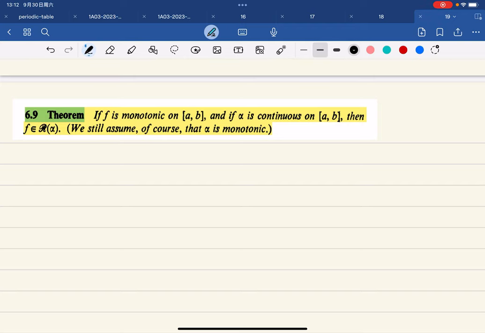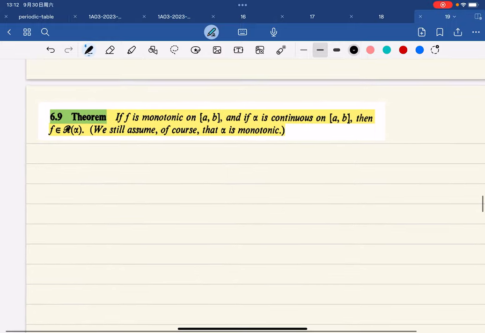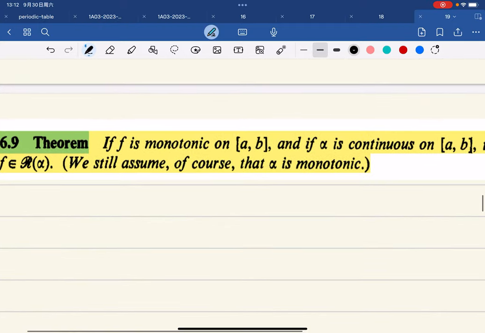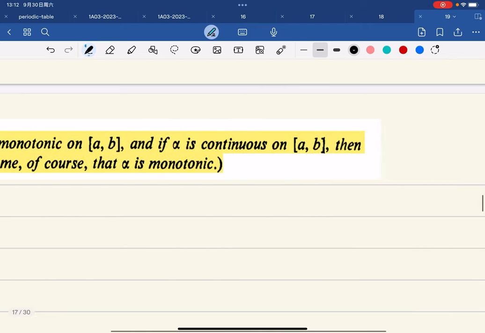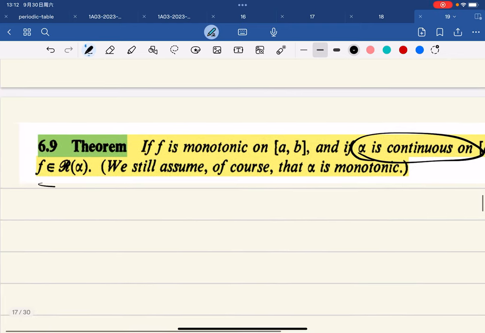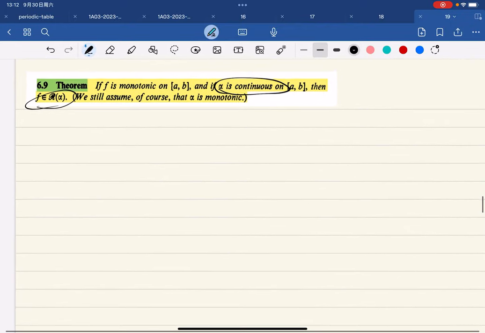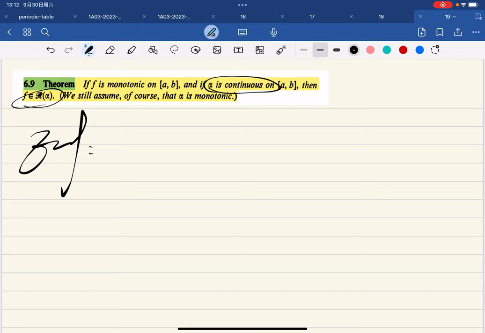Okay, this is the first one. We have three more. So if f is monotonic, we don't need f to be continuous if it's only required to be monotonic. But we require alpha to be continuous, then the integral still exists. Of course, alpha is monotonic because of our very first assumption, right? So the key point is that alpha is continuous. Then we can apply the intermediate value theorem to the function alpha, right? So we let this. And now here's the construction.